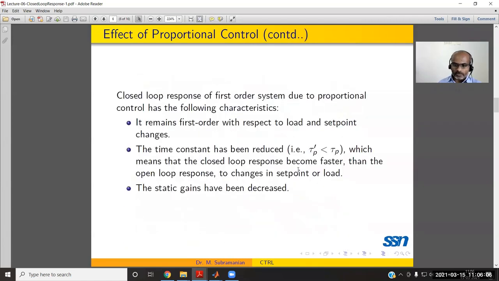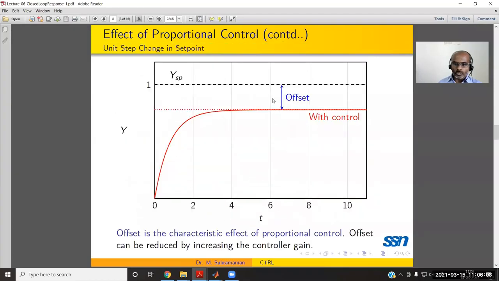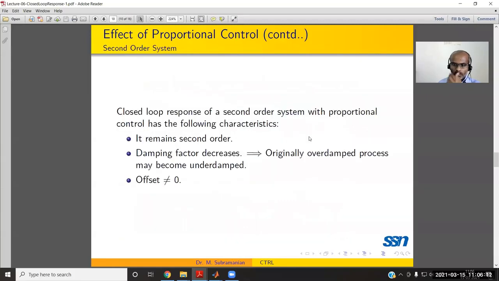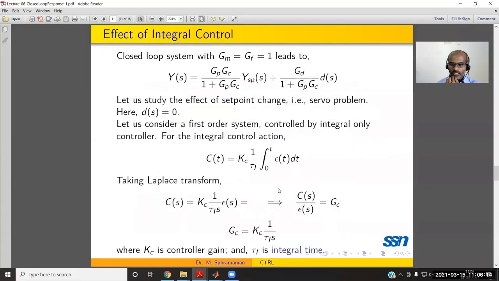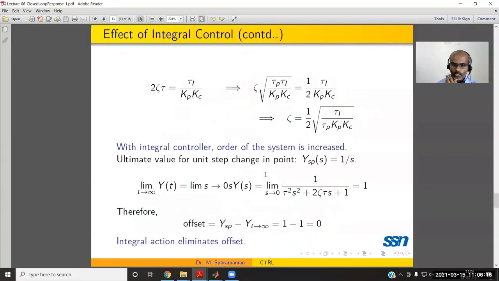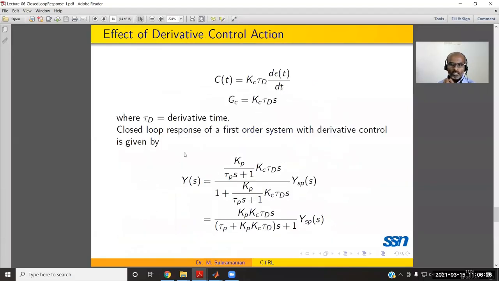So let us see that. This we already discussed: to eliminate offset, we had introduced the integral action. Because of that, the overall order got increased, but the offset we could eliminate. And this is the derivative action. Quickly I will try to give a demonstration with our Simulink, and then we have to go to the next topic.